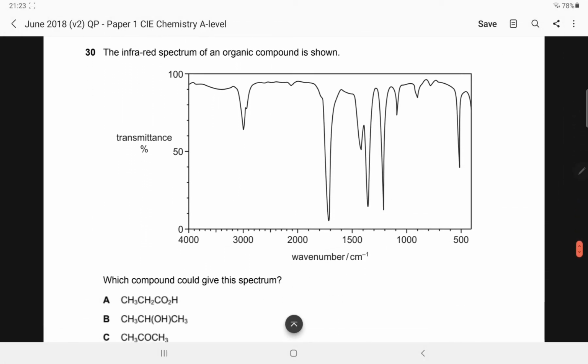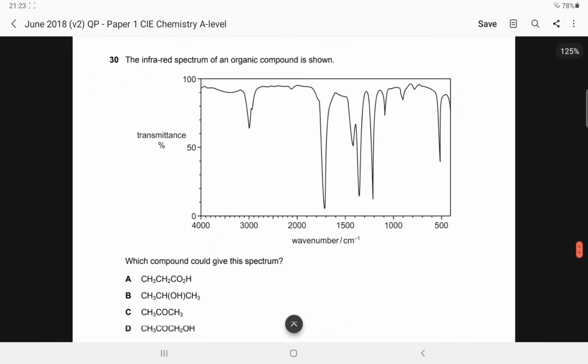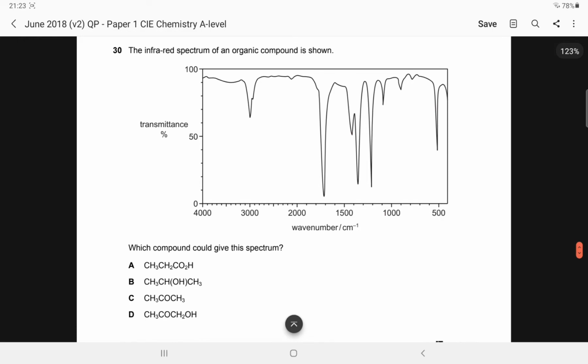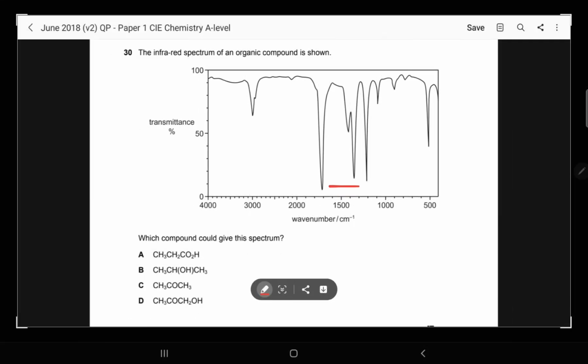Number 30, the infrared spectrum of an organic compound is shown. Which compound could give the spectrum? For this, I'm going to need the data booklet, which I'm going to bring out now, so give me a sec. So we have 2 peaks over here. The first peak is in this range. So this is a strong peak. So let's see what corresponds with this one.